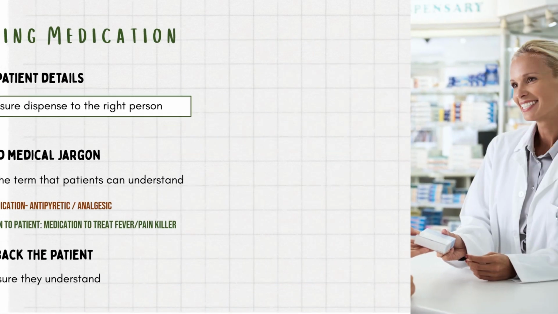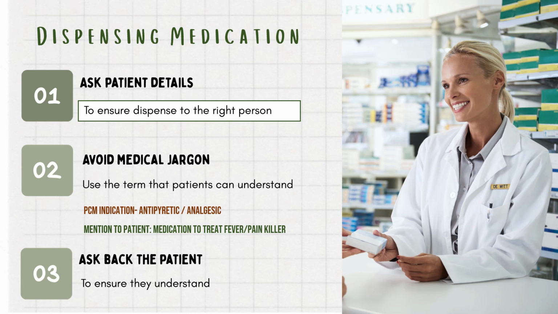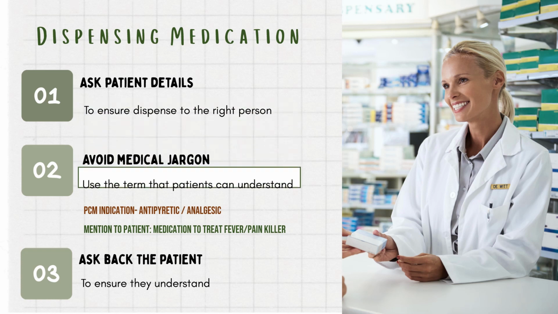Let's move on to the skill of dispensing medication. Once the patients are in front of us, the first thing we must do is ask for the patient's details, such as their name. It is because we want to ensure we dispense the medication to the right person. While explaining, we need to avoid using medical jargon. Instead, we should use terms that the patient can understand.